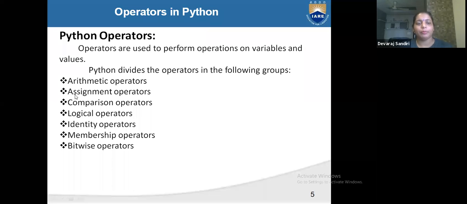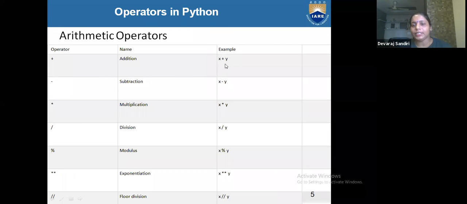Python operators. So how many operators are there? Arithmetic, assignment, comparison, logical, identity, membership, bitwise. Arithmetic operators, I already explained: addition symbol, subtraction symbol, multiplication symbol, division symbol, modulo symbol, exponent symbol, and floor division. Plus is addition, minus is subtraction, multiplication is the star symbol, division is a single slash, then modulo, and exponent means you have to keep the power.